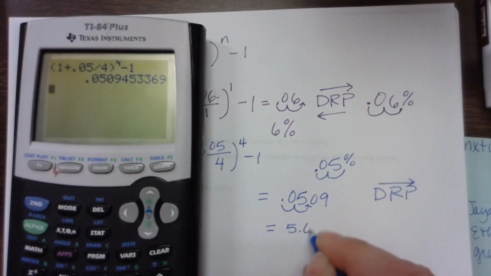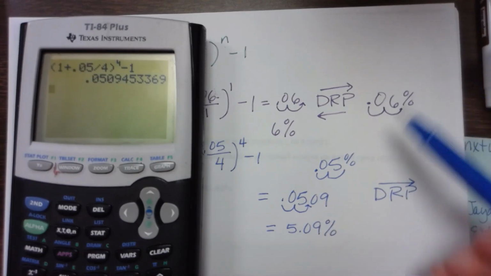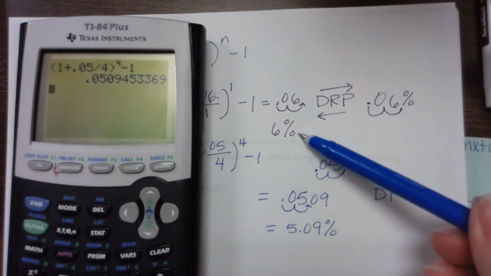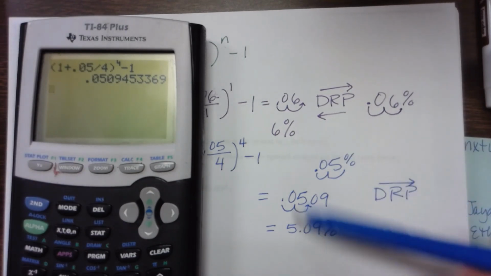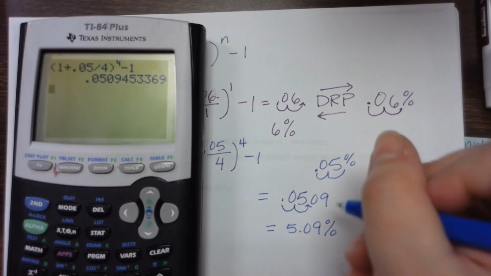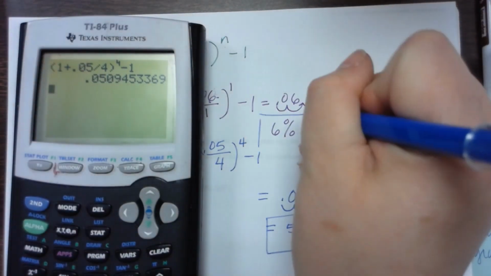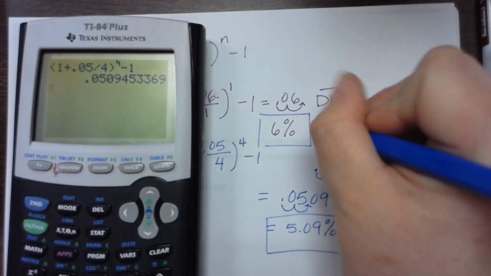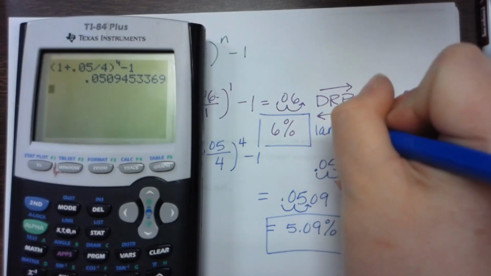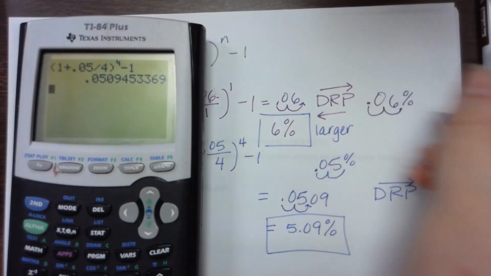5.09%. So at this point, you're trying to decide which loan is definitely better, right? Which is better? You want to earn 6% or 5.09%. So you'll have this answer and this answer, and you'll say, larger, whatever, okay? These are your 2 answers.